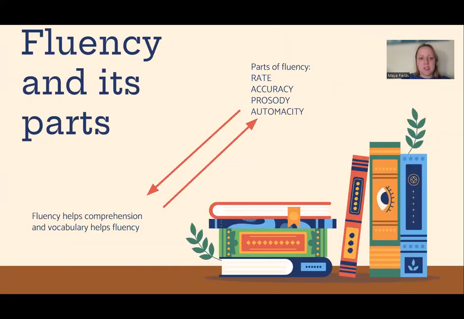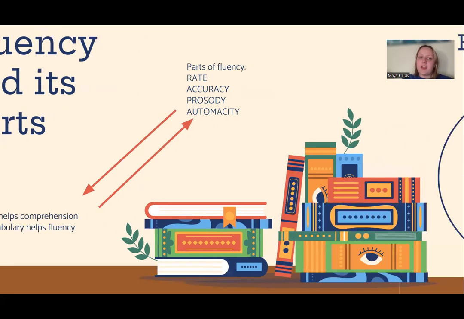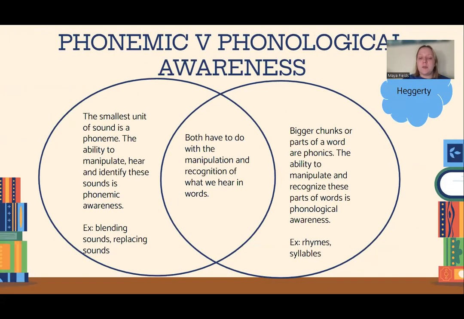Next, I'm going to talk about fluency in its parts and how comprehension and vocabulary help fluency and how they go hand in hand. Fluency is rate, accuracy, prosody, and automaticity. Fluency helps with comprehension. The better they are at rate, accuracy, prosody, and automaticity, the better students can understand and comprehend what they are reading. Vocabulary can help fluency as well as comprehension. It can help them understand what they're reading, help decode words faster, which helps with their rate, accuracy, and automaticity and everything.